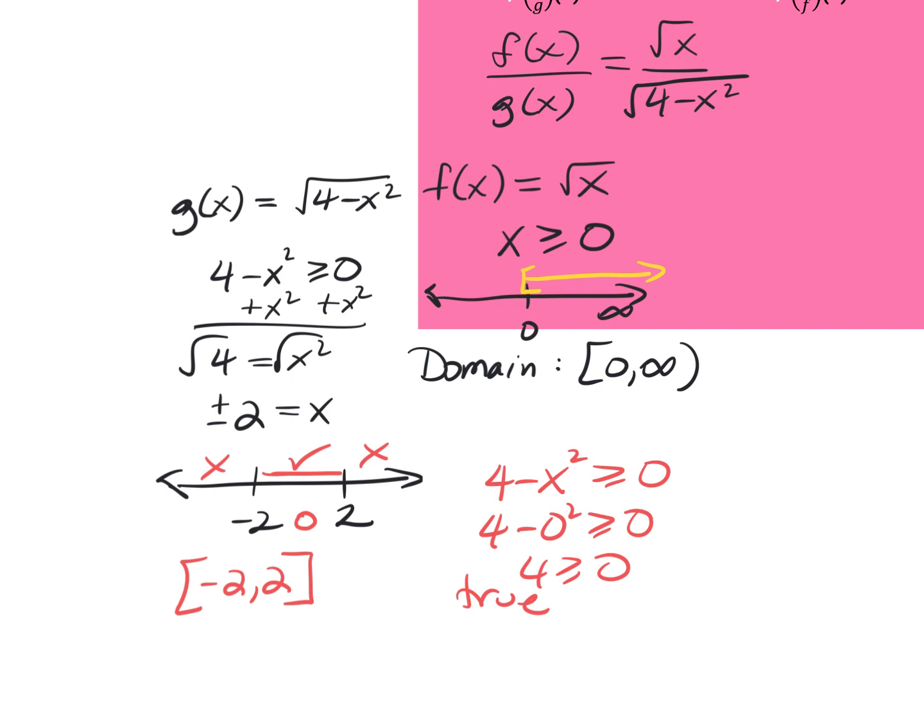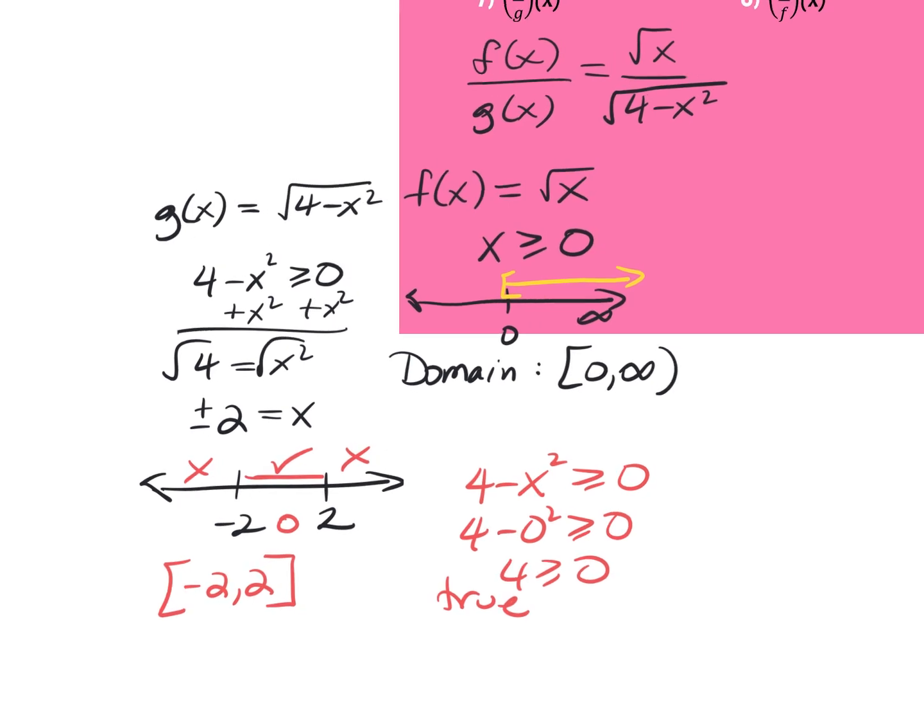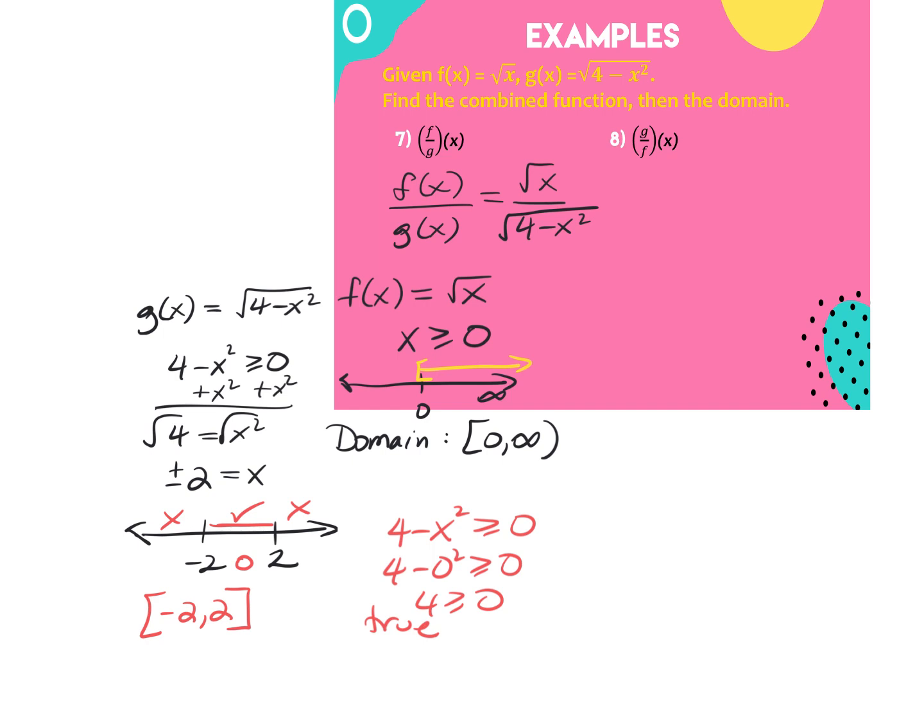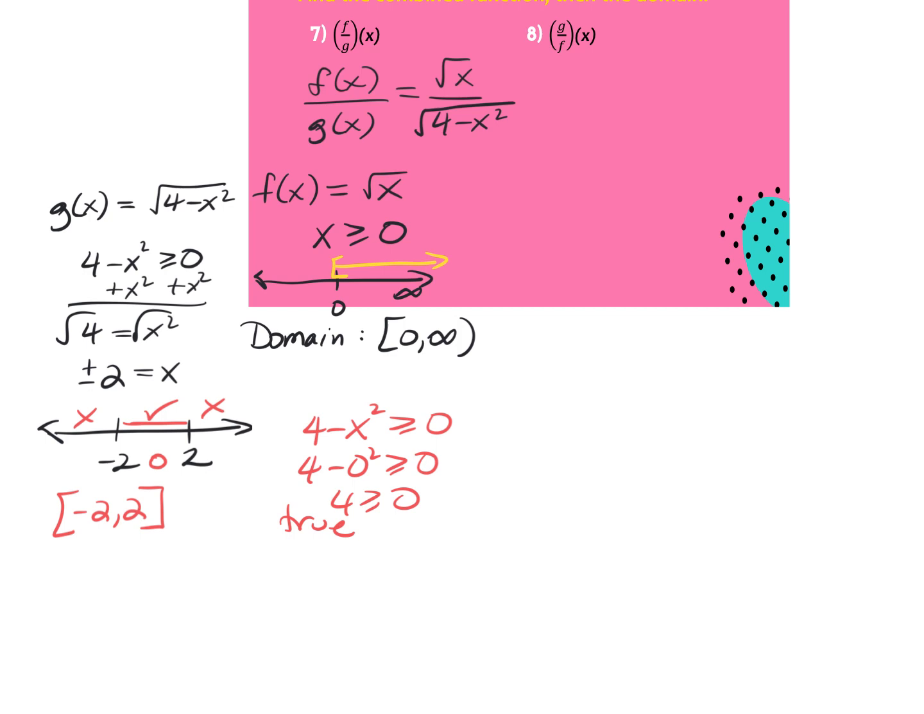Finding the domain of just the g of x function individually and the f of x function individually. But now we need to find the combined function's domain. So what I need to do here is, we've already done the f of x function, but I need to do the g of x function now as a denominator. Find the domain of the combined function, which is the square root of x over 4 minus x squared. So this is my combined function when I'm dividing the two functions.